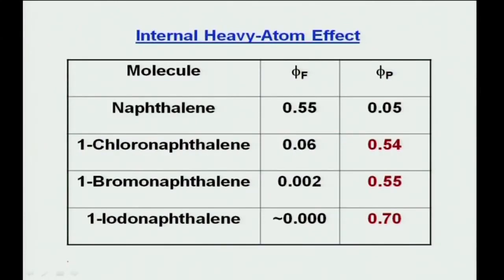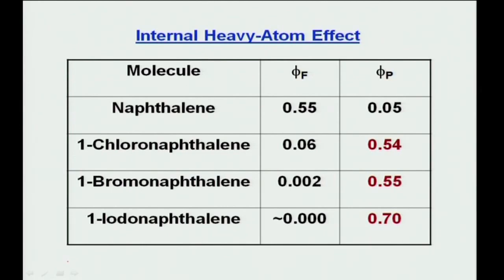What it says is, you have the molecule, then the first column is your phi f, which is the fluorescence quantum yield. I will come to that later. I have kind of given you an idea. And the next obviously is the phosphorescence quantum yield. Now, see what happens. You take naphthalene. The fluorescence quantum yield is 0.55. The phosphorescence quantum yield is really low, 0.05, right?